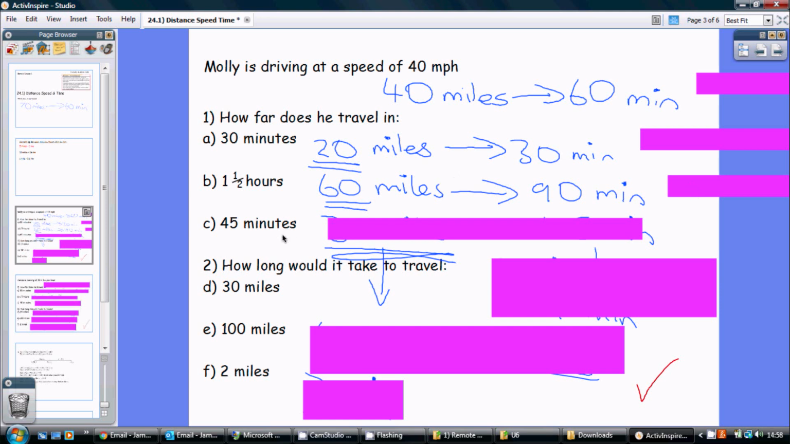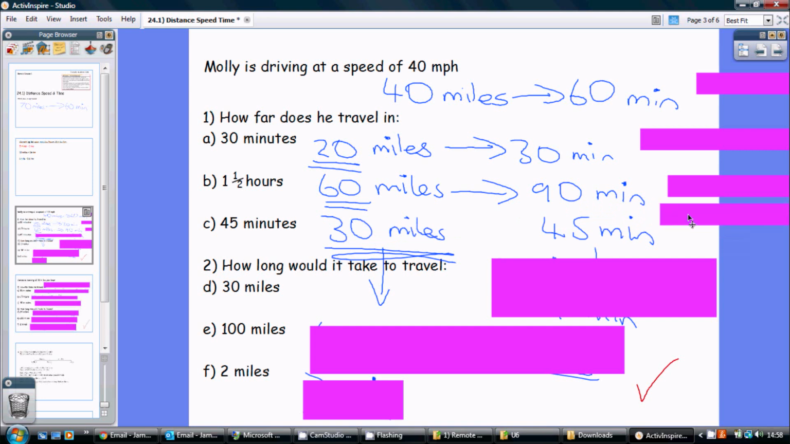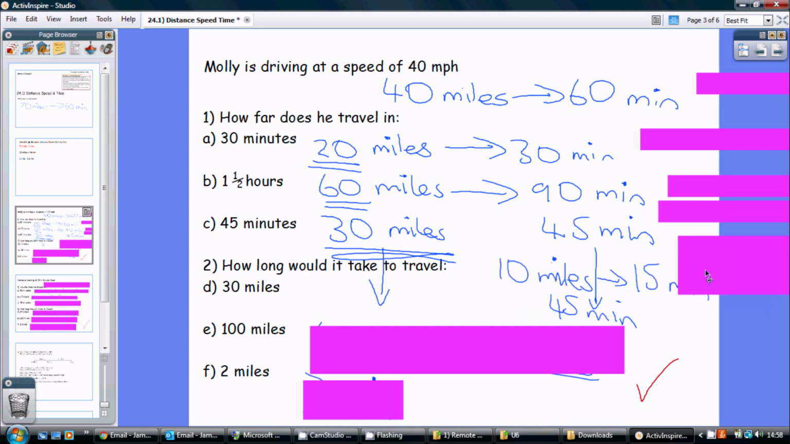Now 45 minutes. Again, you can really do it from whatever you want, but perhaps the easiest one: well, 1.5 hours is 90 minutes, so 45 minutes is half the time. So it's going to be half the mileage. So that's going to be your 30 miles. And you probably spotted it when you were doing it. Part D is just the same the other way around, so it's 30 miles again. That's going to take you 45 minutes.